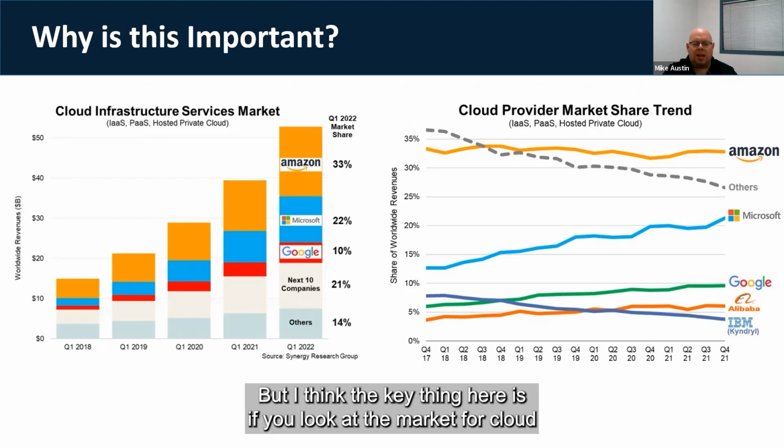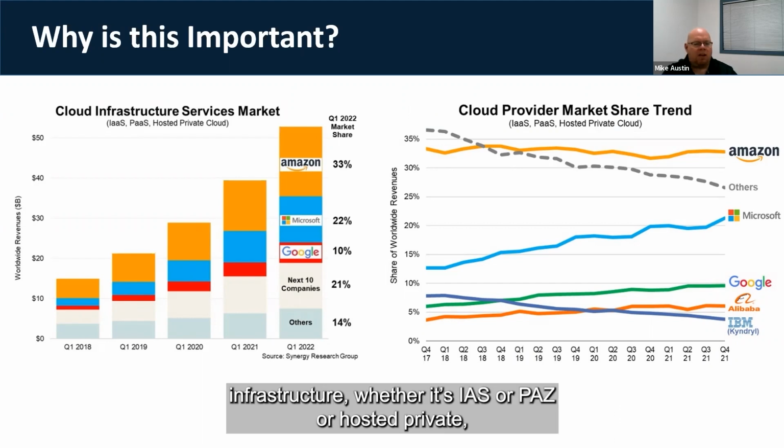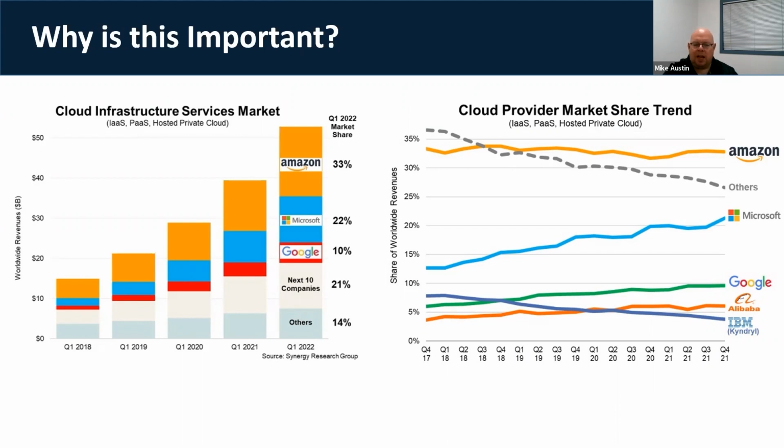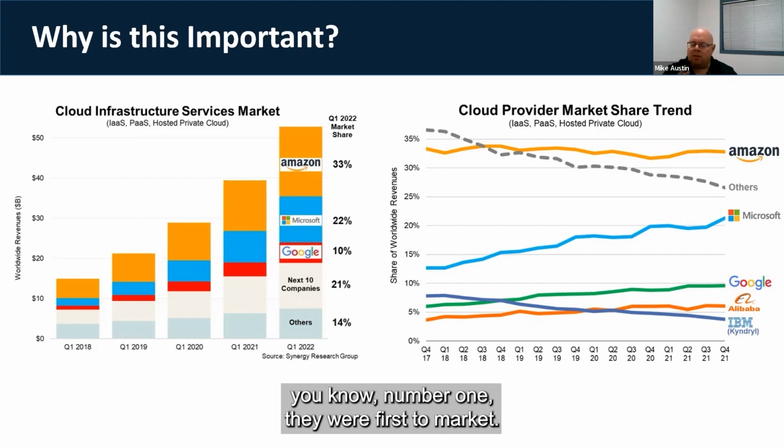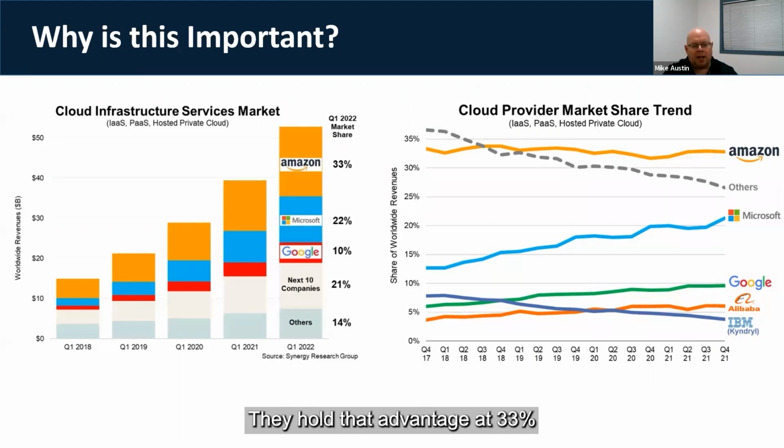But I think the key thing here is if you look at the market for cloud infrastructure, whether it's IaaS or PaaS or hosted private, it is growing substantially. And if you look at the market share, Amazon is still number one. They were first to market. They hold that advantage at 33% of the market, and Microsoft's at 22%.